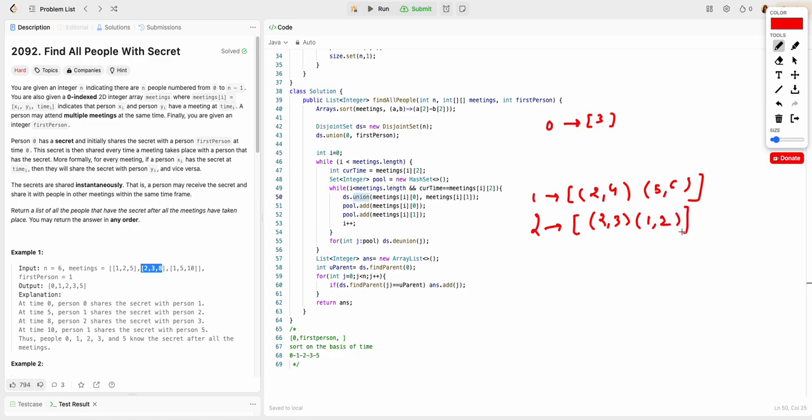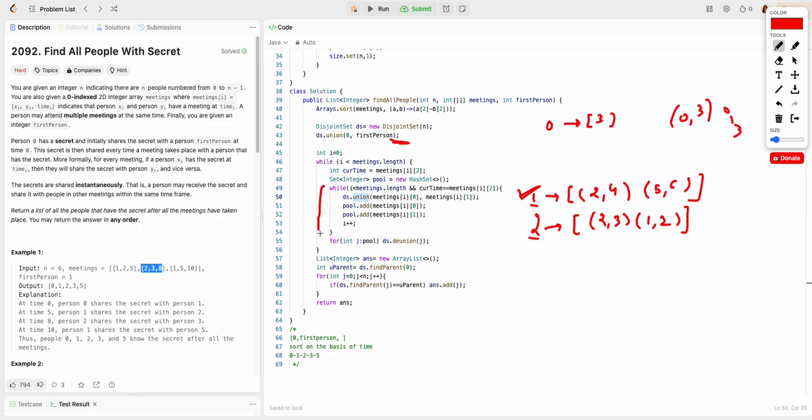Fine. So if you see, there is no sense in adding these values to our ultimate parent values. Why? Because as of now the only people who know the secret are 0 and 3. 0 and 3 are connected. That's the first thing I did, the union of 0 and 3, 0 and the first person, right? And now I have sorted it on the basis of time, so that time 1 can get picked up and then time 2 and so on.